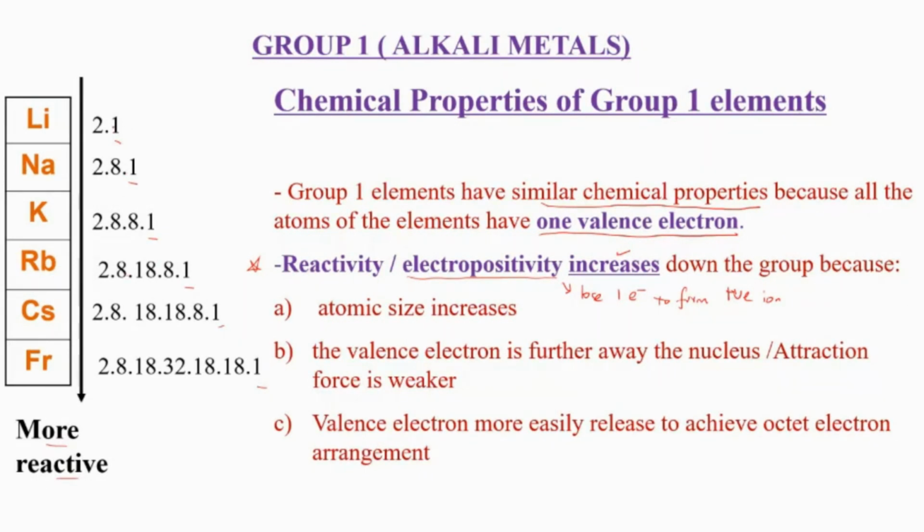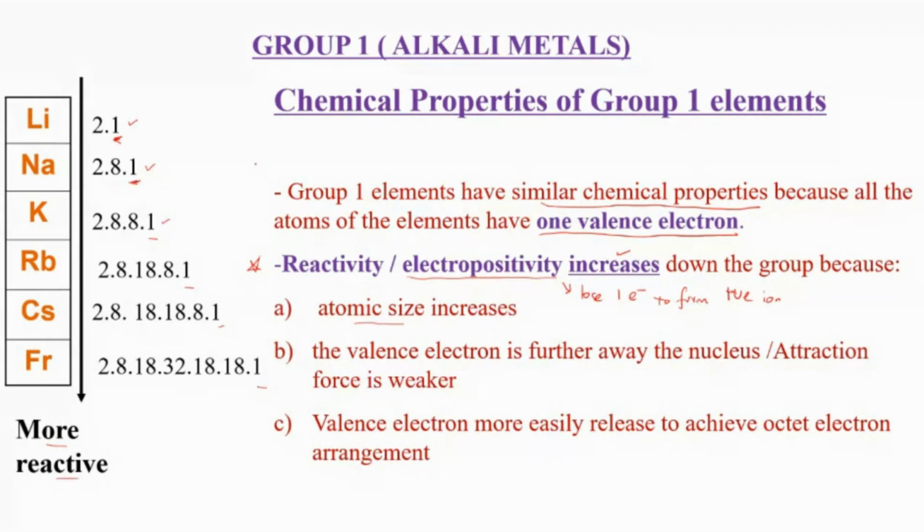First, we can see the electron arrangement. When going down group 1, the atomic size increases. Why? Because the number of electron shells occupied with electrons increases: 2 shells, 3 shells, 4 shells, 5 shells, and so on. When the shells increase, the atomic size also increases. Then what is the effect? The valence electron is further away.